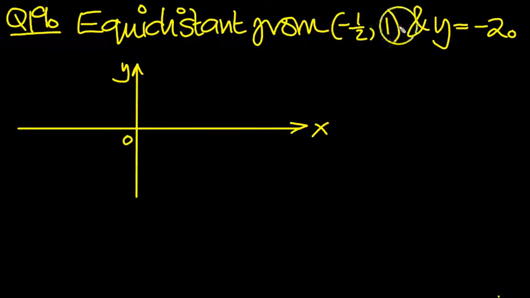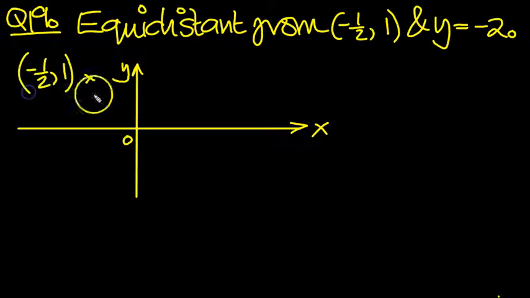equidistant from minus a half, 1 and the line y equals minus 2. So let's mark off these points. Then minus a half, 1, let's put that here. Minus a half, 1. And then the line y equals minus 2, let's mark that off. I'll just put it in a dashed line. This is the line y equals minus 2, say.